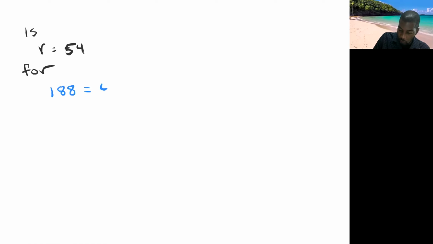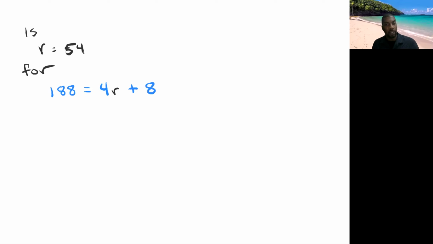All right. Is R equal to 54 for the equation 188 equals 4R plus 8.